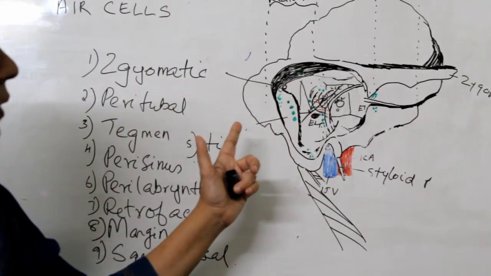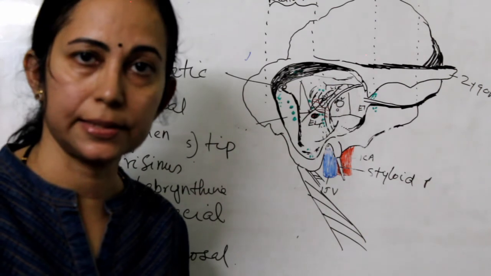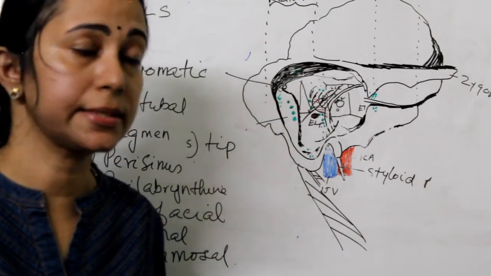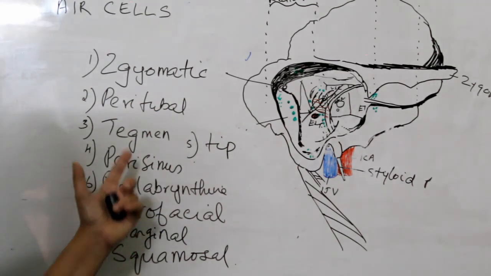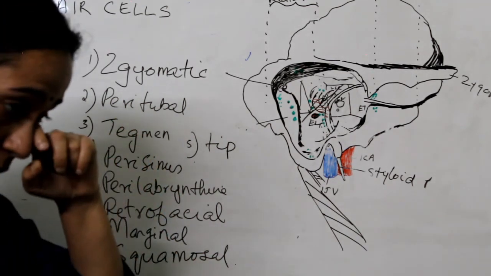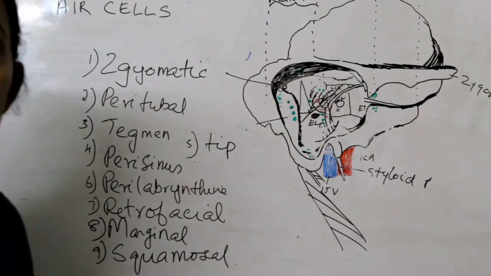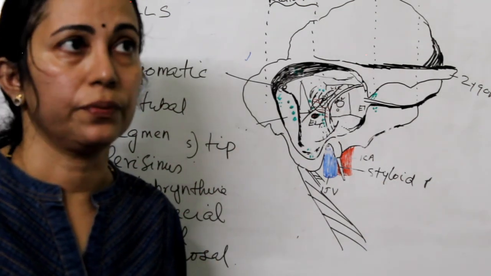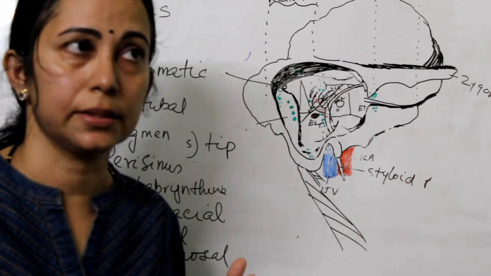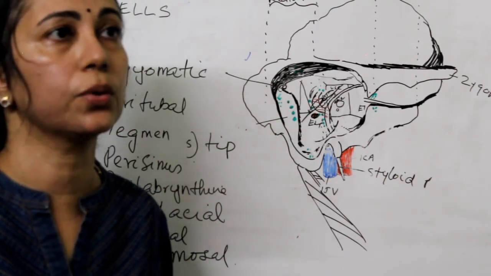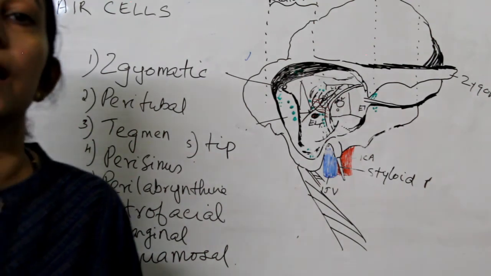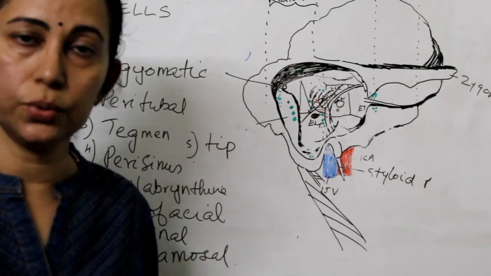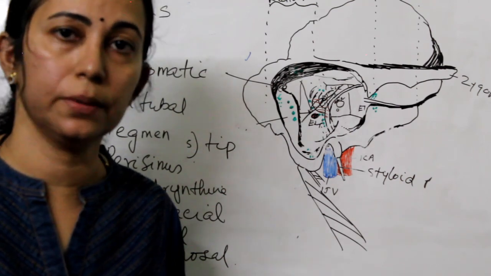Then we talked about the different types of aircells, different types of pneumatization, aircell tracts, the types of aircell, mastoid cells, the names of mastoid cells, then the types of mastoid, that is the cellular, diploic and sclerotic, then triangles, angles and lines in relation to the mastoid, and also remember the boundaries of the mastoid antrum.